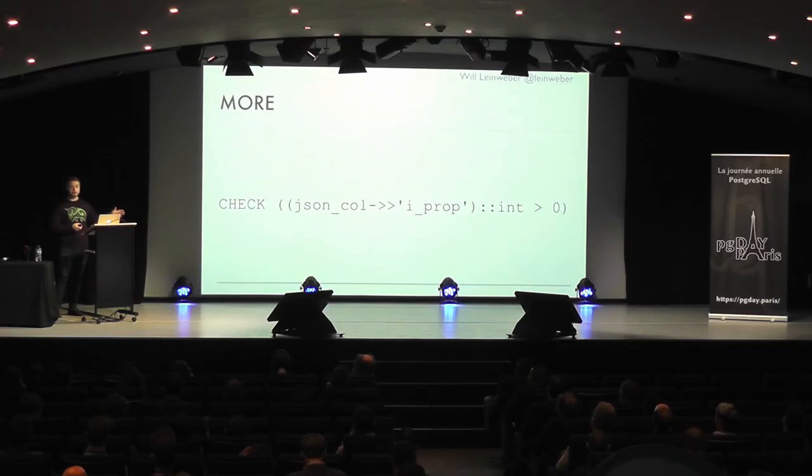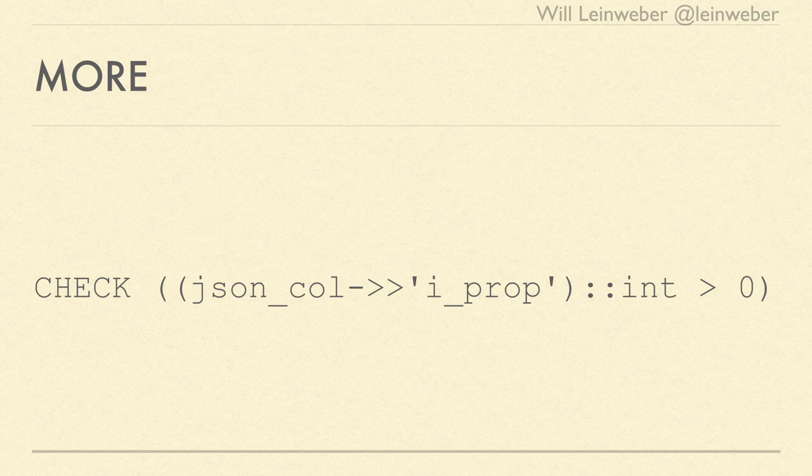I mentioned earlier, if you have JSON, you don't have the constraints inside the JSON document. Because check constraints can do a lot, if you have a column called JSON column, and you have a property that's supposed to be an integer, you can pull that out, cast it back to an integer, and then make sure that it is greater than 0. So you can build up more and more complicated constraints as time goes on.